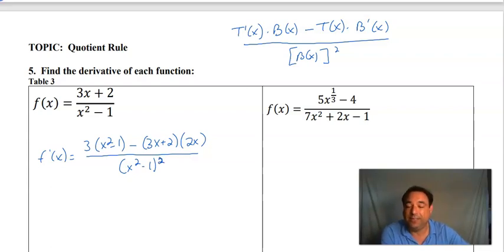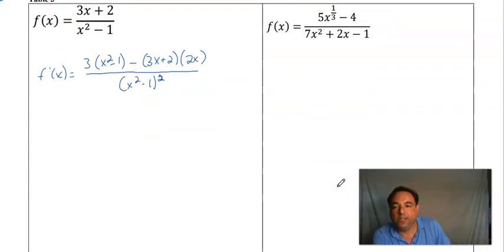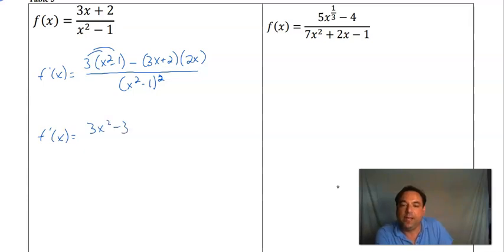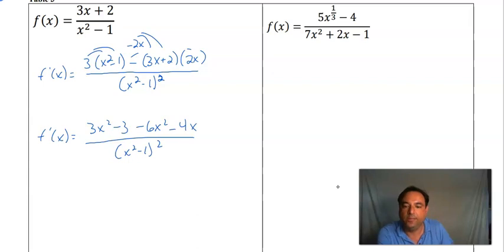The next step would be to simplify. Now, generally, we're going to simplify the numerator. So here, to simplify the numerator, we're going to distribute the 3. So in the numerator, we're going to have 3x squared minus 3. Now be careful, we have to distribute the minus and the 2x. So I'm going to suggest distributing the negative 2x, so we can just do it all in one step. So that would be negative 3x squared minus 4x all over x squared minus 1 squared.